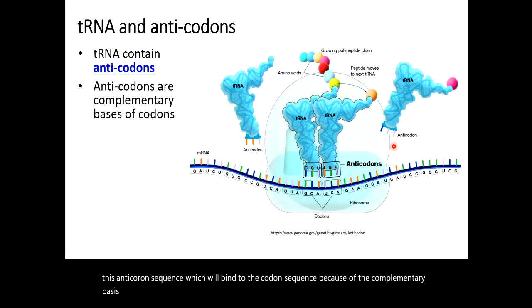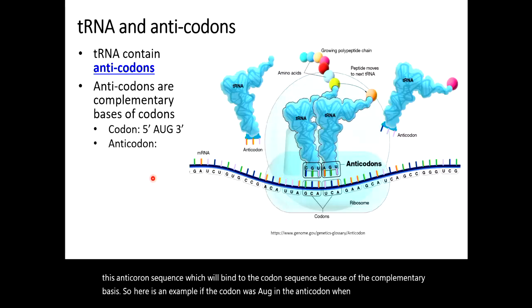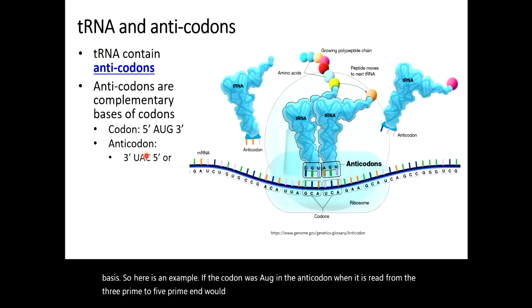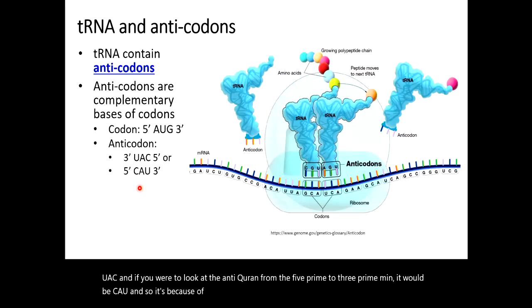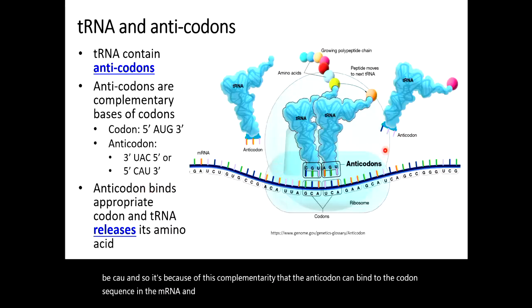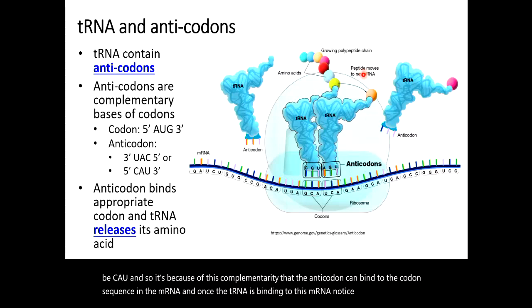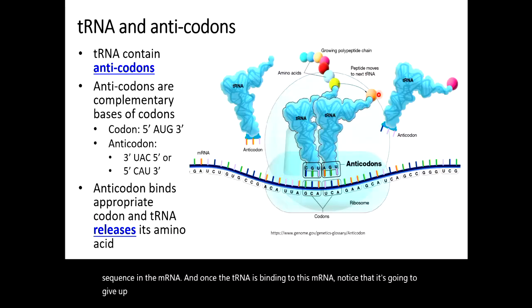So here's an example. If the codon was AUG, then the anticodon, when read from the 3' to 5' end, would be UAC, and if you were to look at the anticodon from the 5' to 3' end, it would be CAU. And it's because of this complementarity that the anticodon can bind to the codon sequence in the mRNA. And once the tRNA is binding to this mRNA, notice that it's going to give up its amino acid to this growing polypeptide chain.